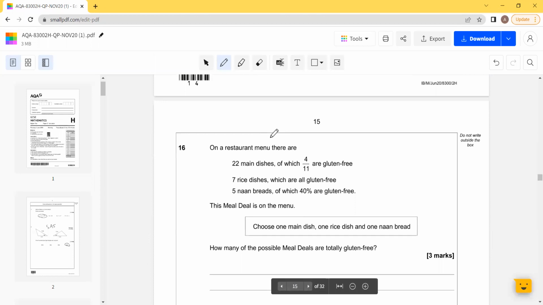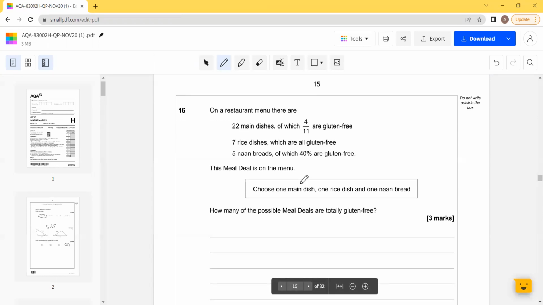Question 16. On a restaurant menu, there are 22 main dishes, of which 4/11 are gluten-free, 7 rice dishes, which are all gluten-free, and 5 naan breads, of which 40% are gluten-free. This meal deal is on the menu. Choose 1 main dish, 1 rice dish, and 1 naan bread. How many of the possible meal deals are totally gluten-free?